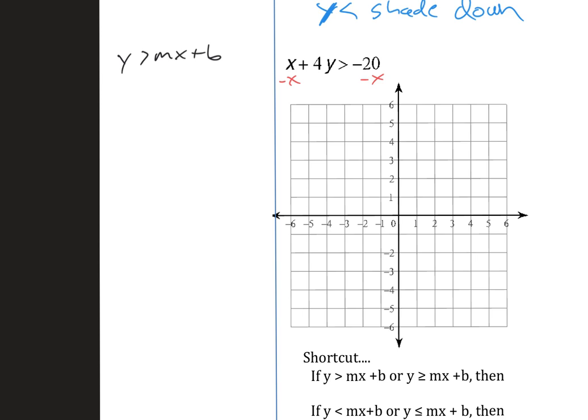I'm going to do the work over here off to the side. I would end up with 4y is greater than -x minus 20. And I like to put the x first just because that's how it goes in slope-intercept form. Next step is to divide both sides by 4.